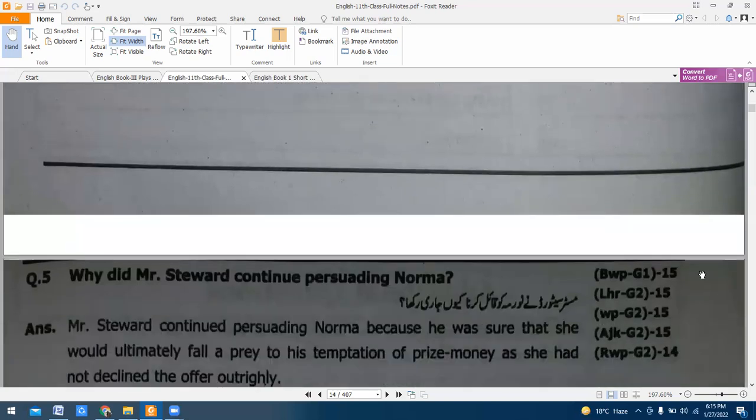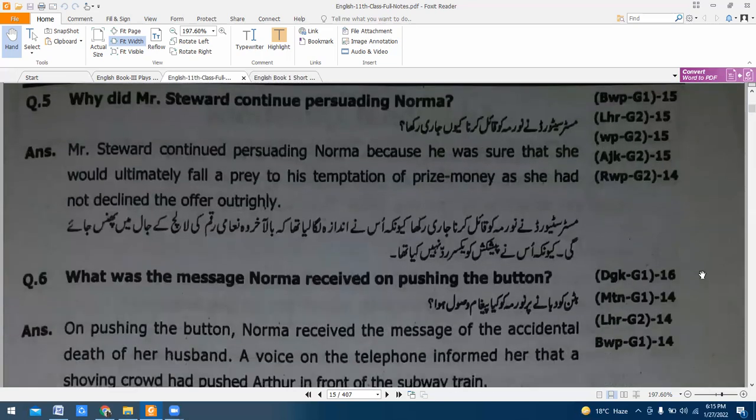Question 5. Why did Mr. Stewart continue persuading Norma? Mr. Stewart continued persuading Norma because he was sure that she would ultimately fall prey to his temptation of prize money, as she had not declined the offer outrightly.